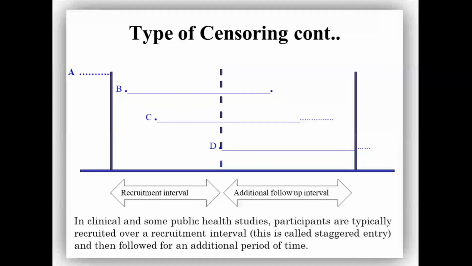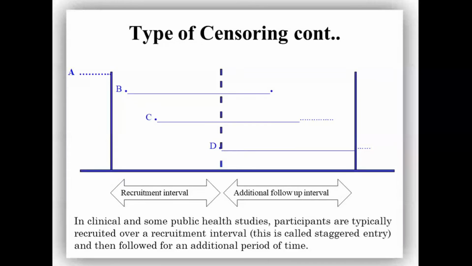For C, of course, we know when the event or the follow-up started; that is the starting point. But the dot shows that he is lost to follow-up. That means we don't know until when he would survive. So this is right censoring, a right-censored individual.